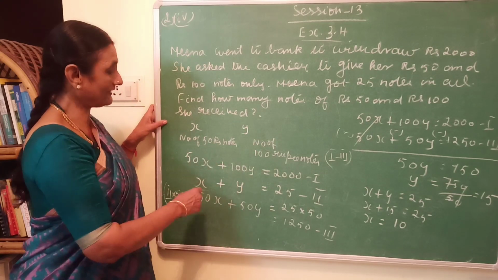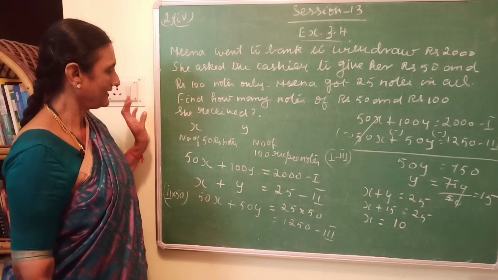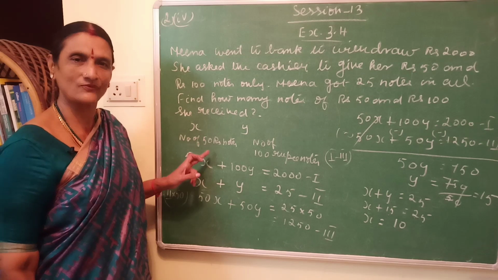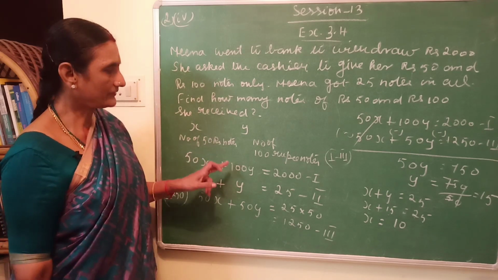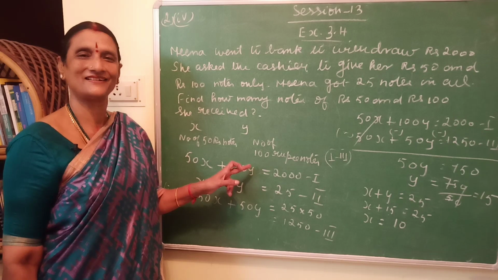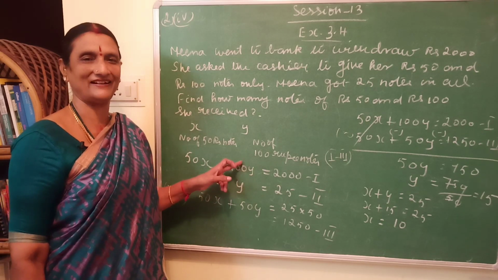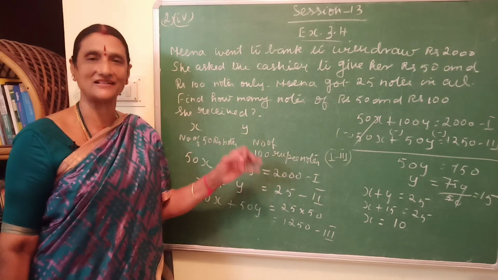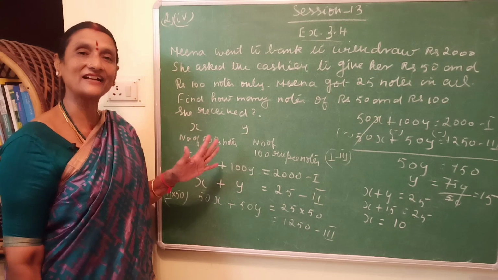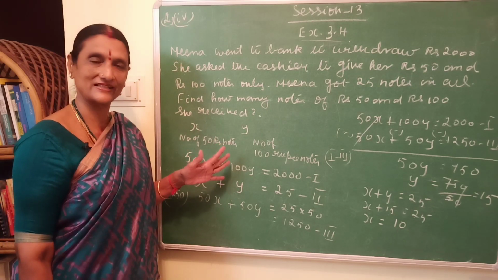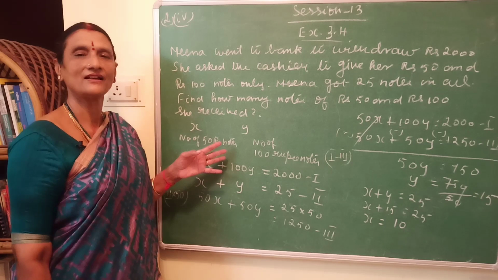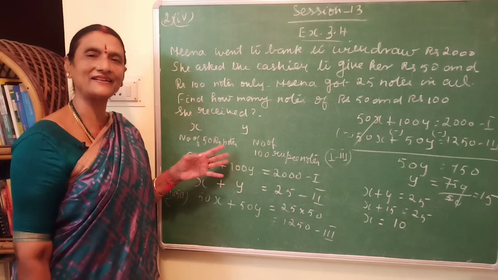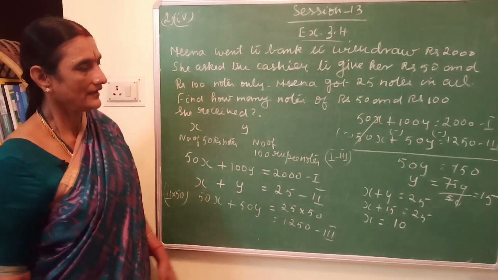Shall we just see whether it is correct or not? 10 fifty rupee notes will give you how much? 10 into 50, it is 500. 15 hundred rupee notes will give you what? 15 into 100, it is 1500. So 1500 plus 500 gives you what? 2000. So your answer is right. Always you should check like this, especially in the application sums. You should check the values so that you can easily make out where you go wrong and you can correct it.